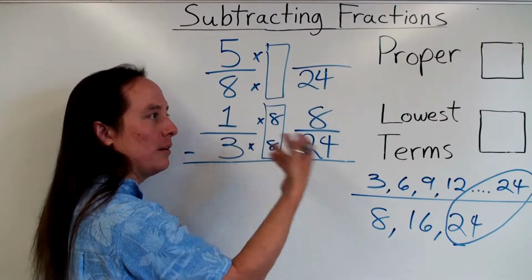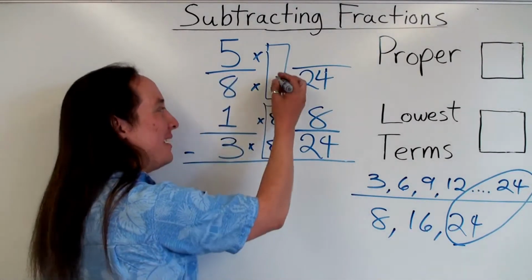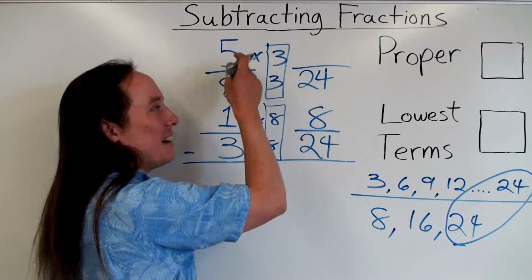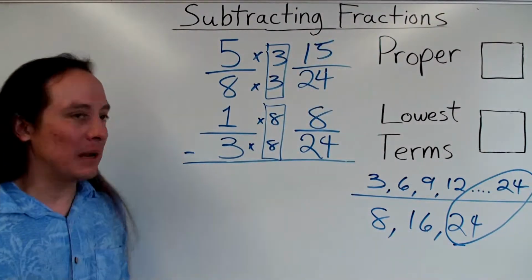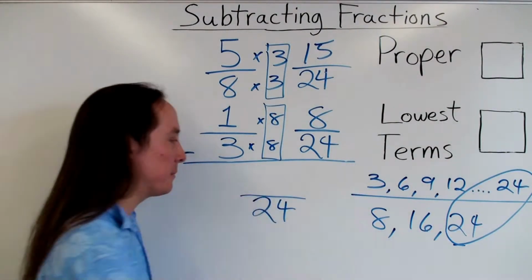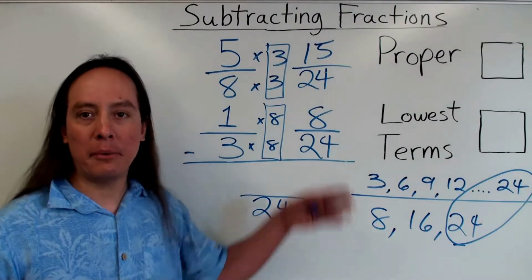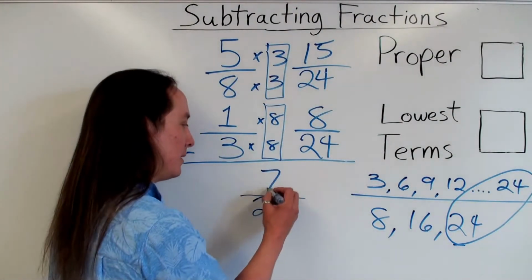8 times 3 is 24. 5 times 3 is 15. Okay. We have our lowest common denominator. I can put my denominator here in my answer. And now I just do the operation with the 15 and the 8. 15 minus 8 is 7.